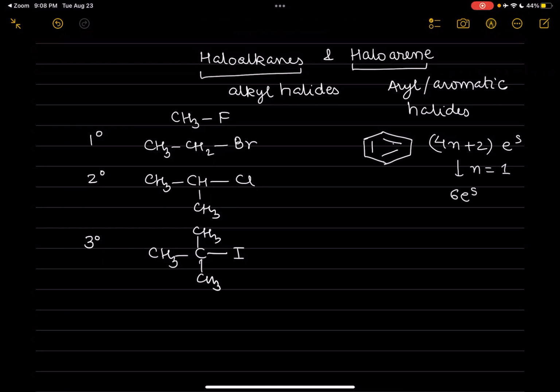Why are they moving in a cyclic manner? Why are they delocalized throughout the ring? Because they are adjacent, and such molecules are known as aromatic. The most common aromatic compound is benzene, okay. And apart from that, we have other aromatic compounds also, and that is naphthalene.